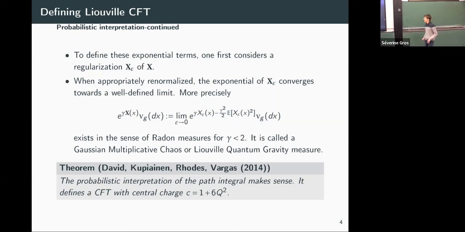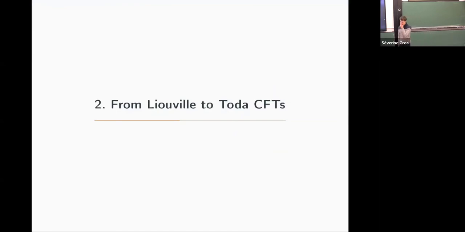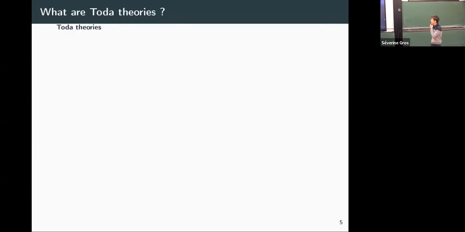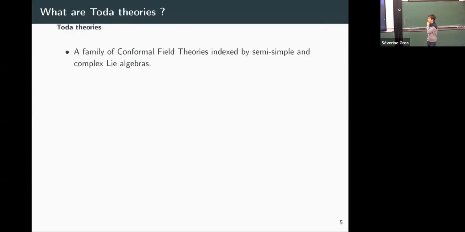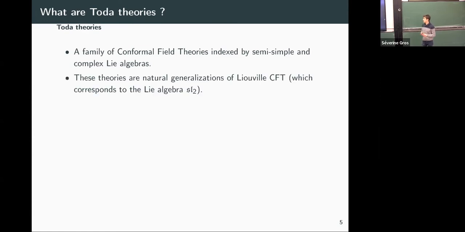Quite quick. So the second part of the talk will be to go from this Liouville to Toda CFTs. So Toda CFTs are a family of two-dimensional conformal field theories, which are indexed by semi-simple complex Lie algebras. And the very nice fact about these theories is that they provide a natural generalization of Liouville CFT. Liouville CFT corresponds to the case of the rank 1 special linear algebra, so SL2.